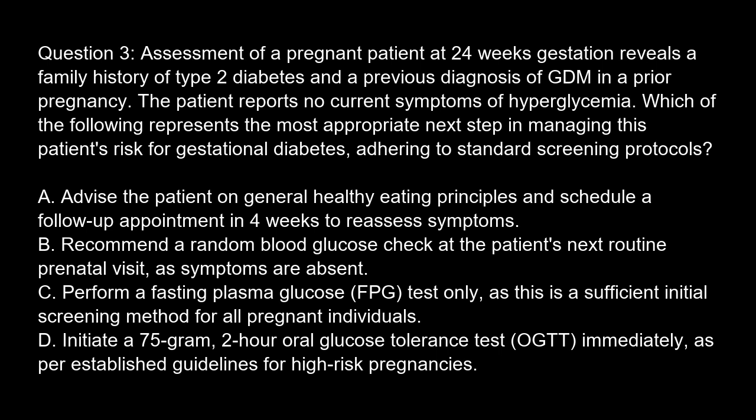Option A. Advise the patient on general healthy eating principles and schedule a follow-up appointment in 4 weeks to reassess symptoms. Option B. Recommend a random blood glucose check at the patient's next routine prenatal visit, as symptoms are absent. Option C. Perform a fasting plasma glucose (FPG) test only, as this is a sufficient initial screening method for all pregnant individuals. Option D. Initiate a 75-gram, 2-hour oral glucose tolerance test (OGTT) immediately, as per established guidelines for high-risk pregnancies.